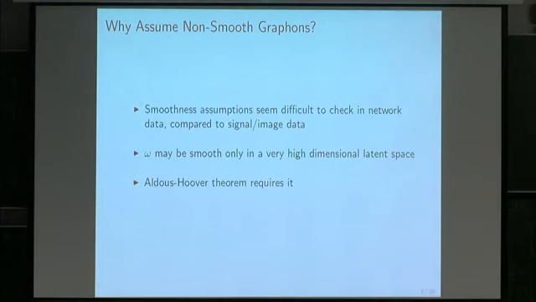You might believe that omega is smooth in only a very high dimensional latent space, where all of us have some latent coordinate, but it's very high dimensional. Maybe it's high enough that you don't believe you have enough samples to really exploit that sort of smoothness. And then finally, there's a very fundamental theorem, the Aldous-Hoover theorem, and it requires it to hold.